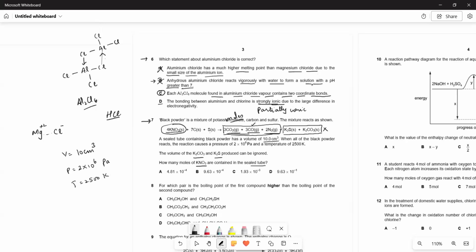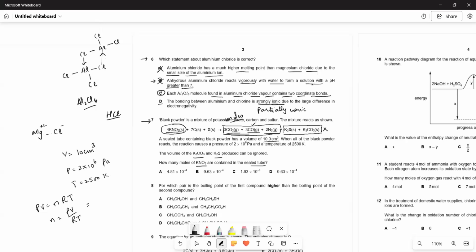Remember, we have the general gas equation, PV is equal to nRT. So n is the number of moles, right? We have pressure, we have volume, we have temperature, and R is a constant. So if I rearrange it, I can calculate the number of moles. So n is equal to PV over RT, right?